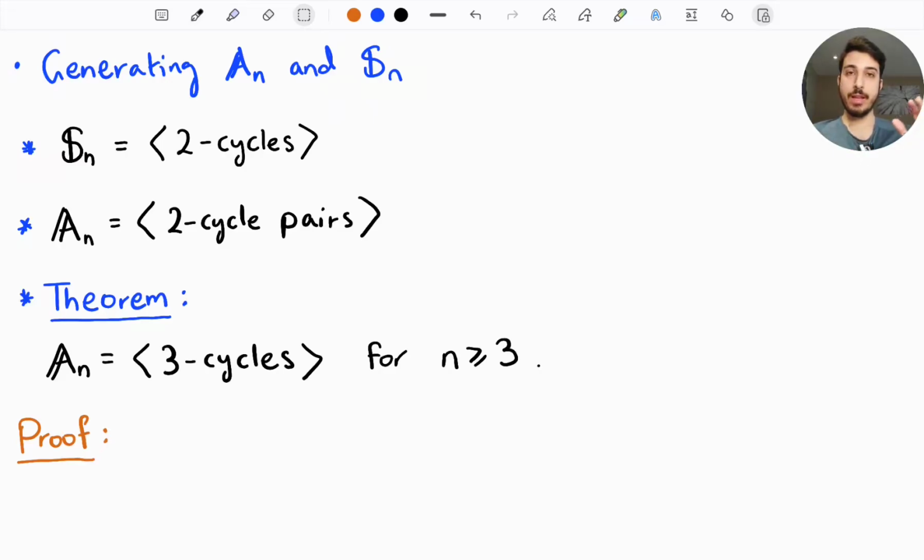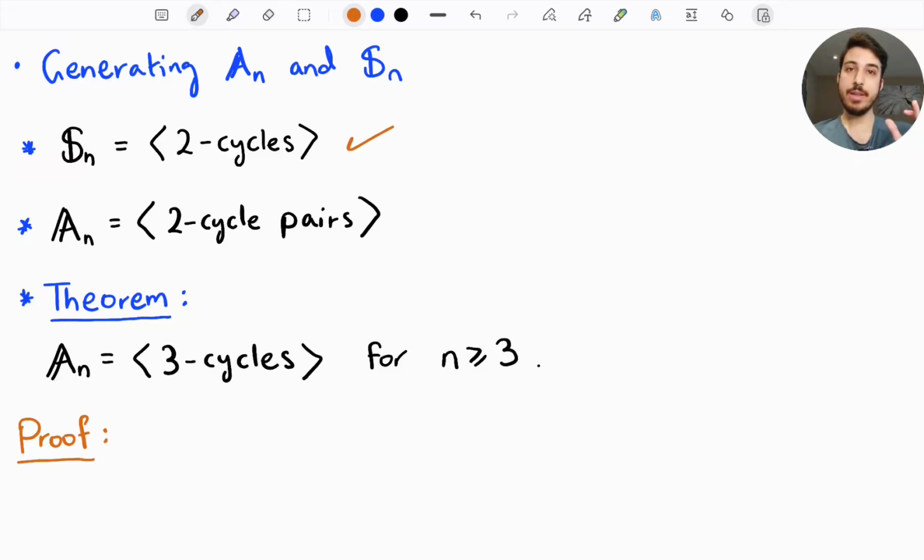So Sn is generated by just two cycles. Two cycles are cycles which contain two elements. And we've said that that's because any permutation can be written as a product of transpositions. And a product of transpositions is exactly what it means to generate the entire group of permutations. That's why this has already been proven.